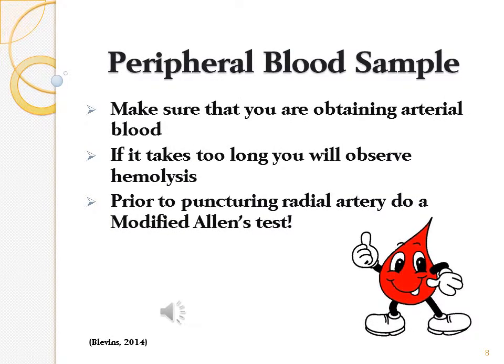If you're obtaining a sample with a peripheral stick, you need to make sure that you're obtaining arterial blood. The arterial blood will be bright red in color, and it will pump into the syringe fast. If it takes too long, most likely it's venous, and also you're going to have hemolysis. One thing you need to do if you're getting a peripheral blood sample is always perform a modified Allen's test. This is to ensure that the ulnar artery is functioning properly, just in case there's damage done to the radial artery.